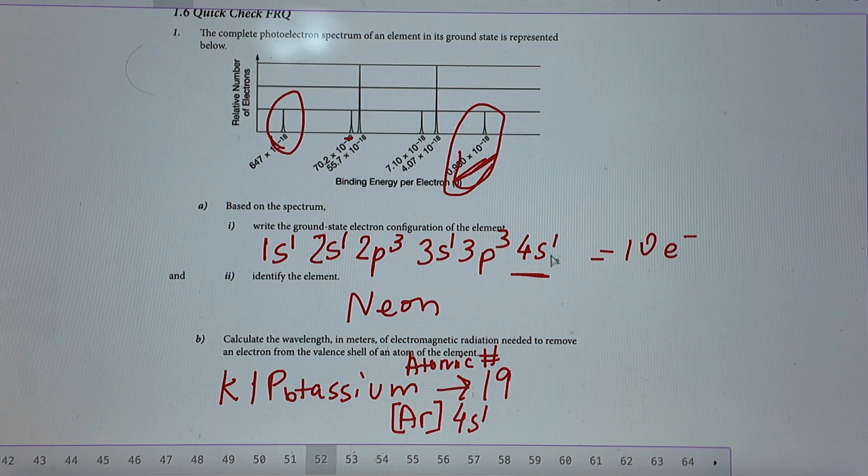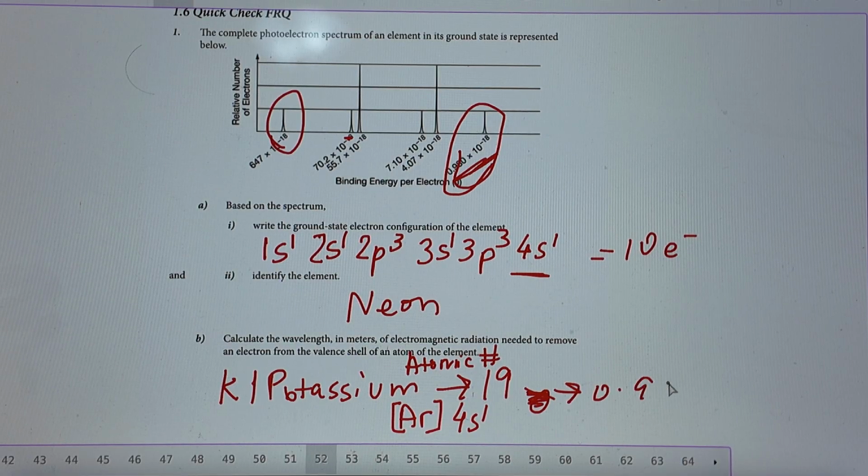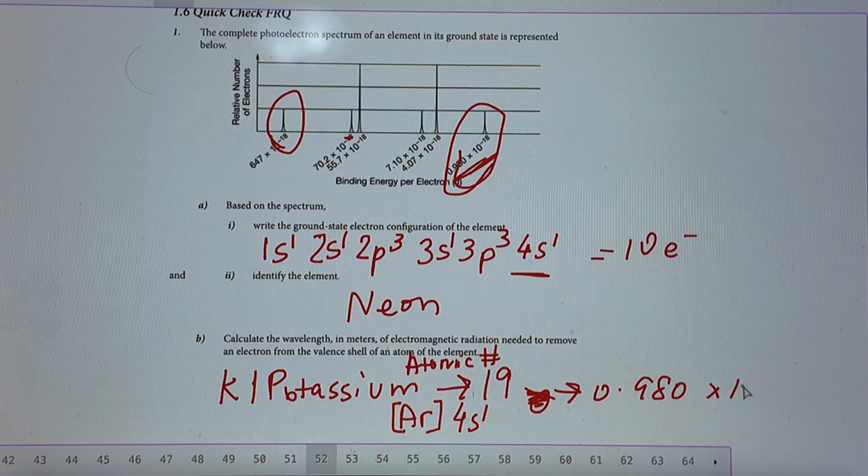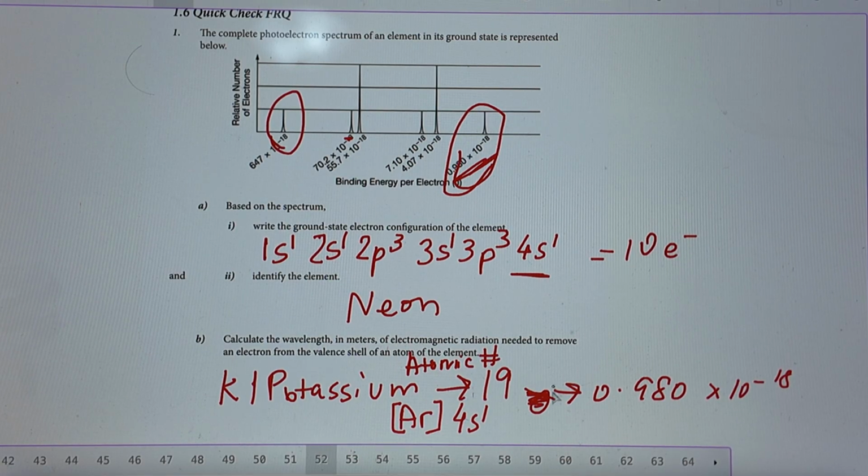It would be right here. 0. Let's just put an arrow. 0.980 times 10 to the negative 18. And so we would plug this in to how to calculate the wavelength of another.